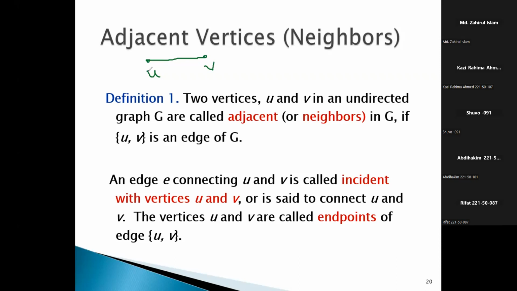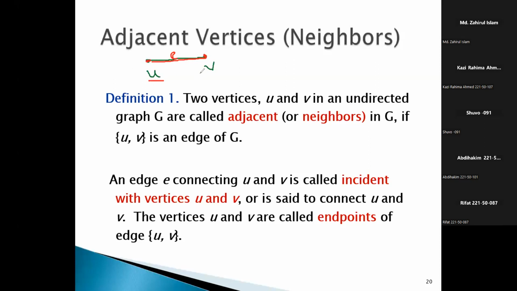Okay, and the next one is the incident. What is incident with the vertices u and v? This edge e is known as the incident. This edge e, this line, is known as the incident, and this line has two endpoints. One is u, another one is v.